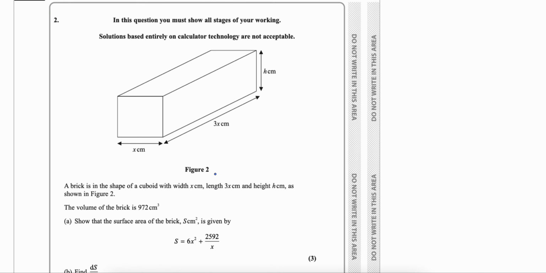Moving on to question 2. So a little bit of comprehension, understanding the question, seeing our approach before we start is critical for this kind of question. We have a cuboid. We know it's a cuboid because we're told it's a cuboid. We have a variable x, we have a variable length here, 3x, and we have a height h. So we've got 2 different letters.